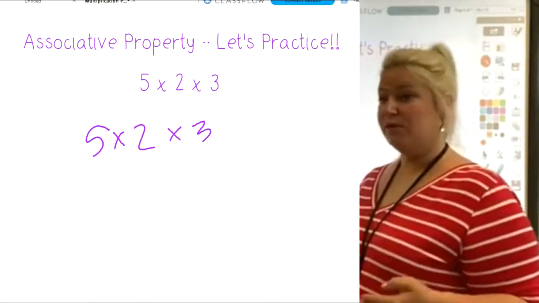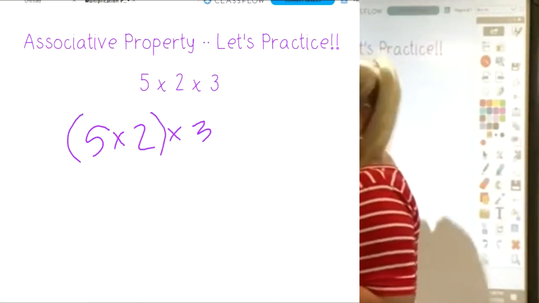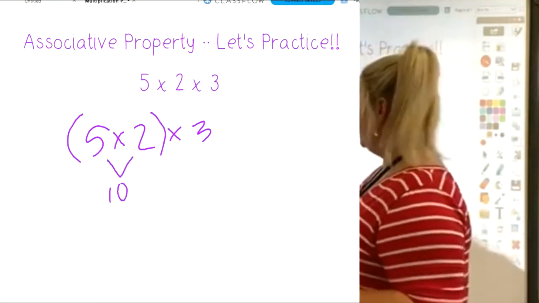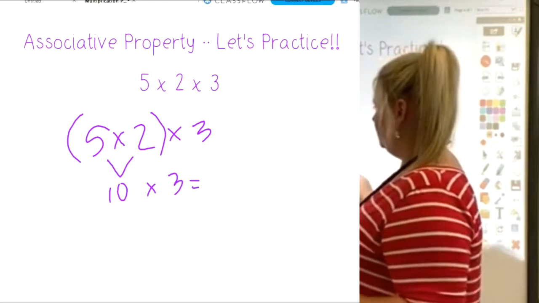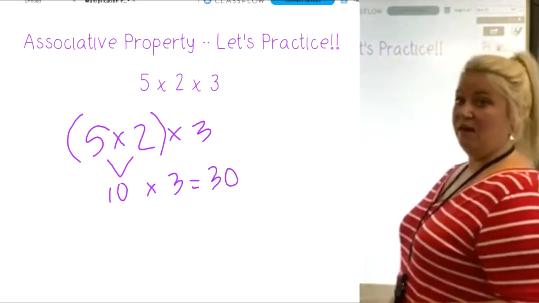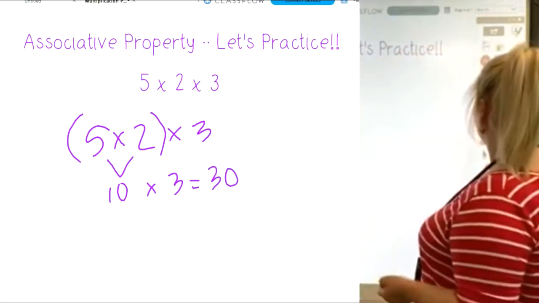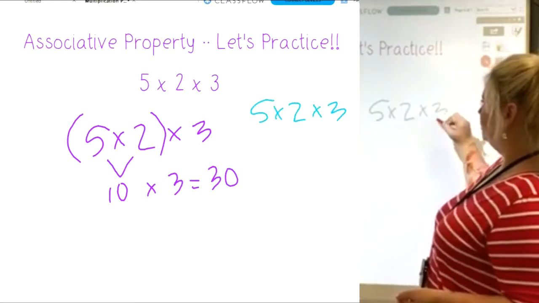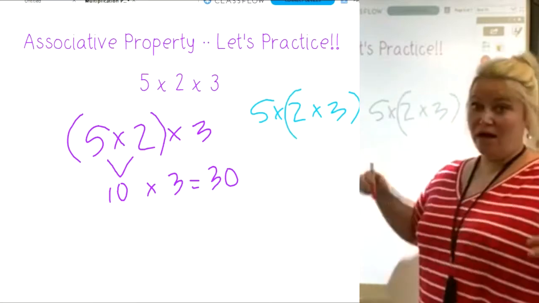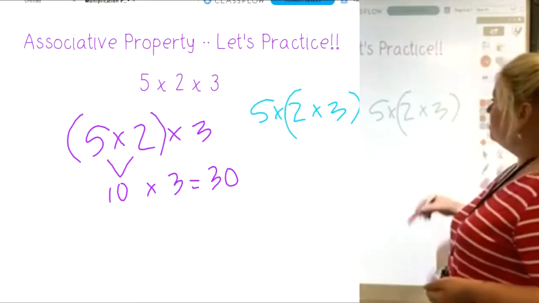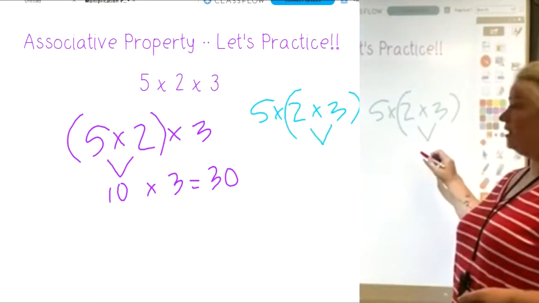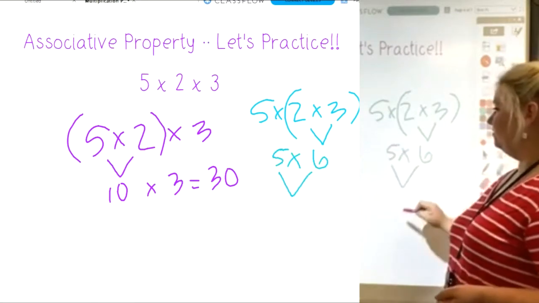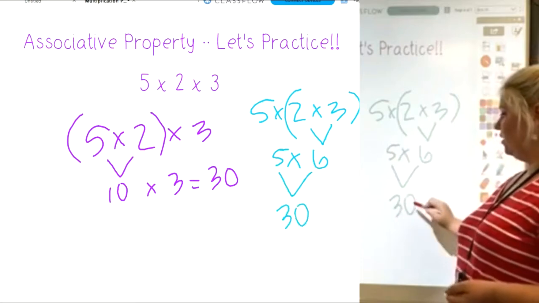Well, the first 2 numbers I'm going to hug are the 5 and the 2. And that gives me 10. Well, 10 times 3 equals 30. All right, now let's hug our other number. Let's pick a different color. 5 times 2 times 3. Well, then I put a hug around the other 2 numbers, and I know that 2 times 3 is 6 times 5. Well, 5 times 6 is 30.